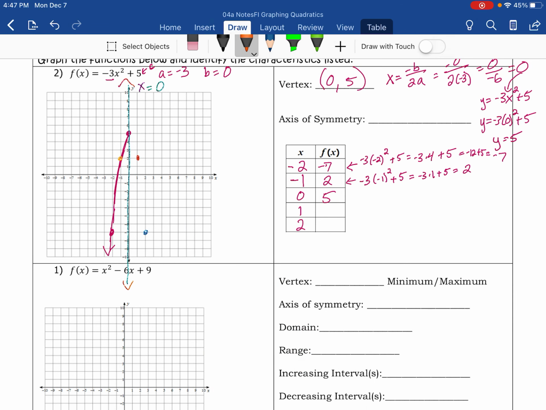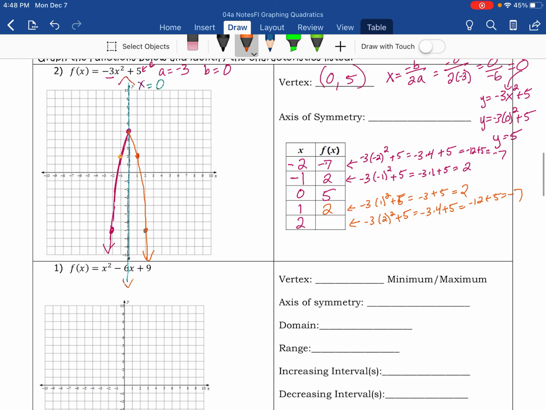So I'm just going to go through and do my substitution here really quickly. Hopefully without my brain messing up, 1 squared plus 5, that's going to be -3 plus 5, which is 2. So yes, indeed, 1, 2. And you guys see that that's there. And then this is going to be -3 times 2 squared plus 5, which is going to be -3 times 4 plus 5, which is -12 plus 5, which is -7. And sure enough, that is -7.